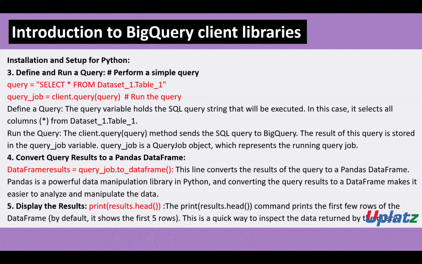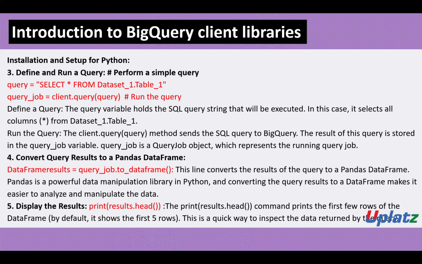And then run the query. For that, we have written the code query_job = client.query. Inside that, we have supplied the query again. The client.query method sends the SQL query to BigQuery. The result of this query is stored in the query_job variable. Can you see that?